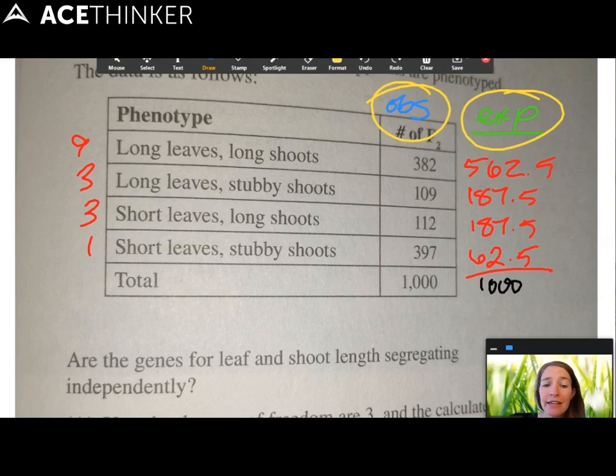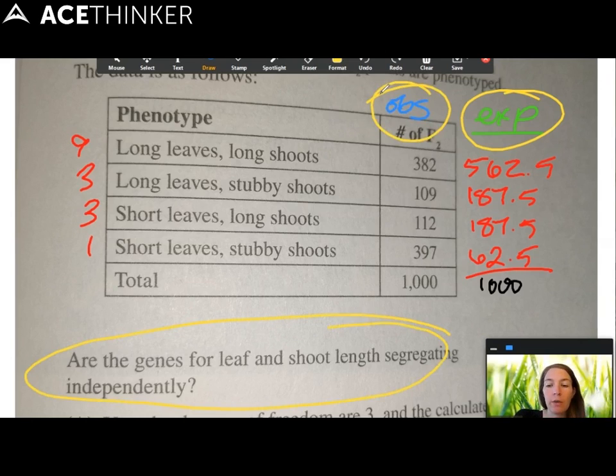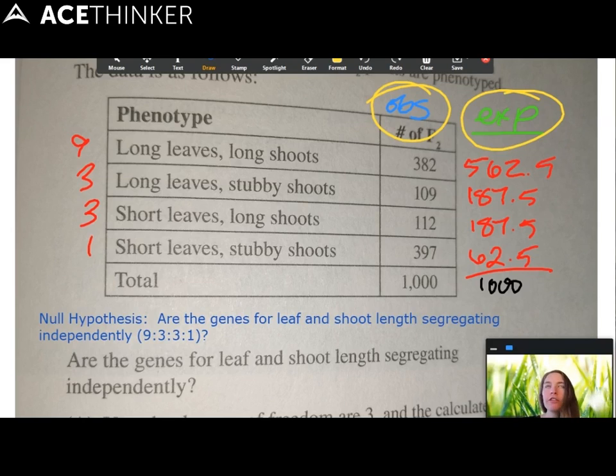Luckily for us, they pretty much already gave it to us in the question. All we have to do is transform that into a null hypothesis, something like this. Null hypothesis: are the genes for leaf and shoot length segregating independently, and then I threw that ratio in there to remind us that it needs to look something like this. Okay, so at this point we have our expected and observed values. We have our null hypothesis. We can do a little bit of plug and chug with that chi-square formula.